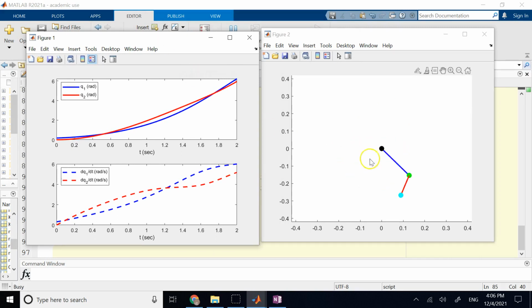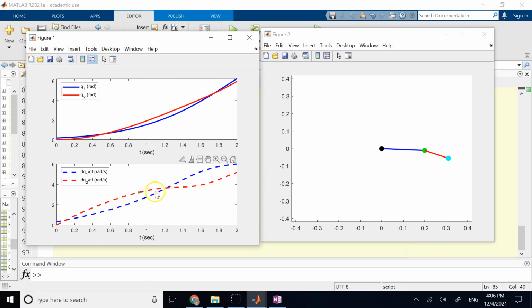So this was the animation on the right for 2 seconds. These are the two angles. As you see, the angles keep increasing because the voltages are counterclockwise, so the angle should increase. And if you look at the velocities also, you see how they are changing. As you can see, although my torque is in one direction, my accelerations are not really constant.